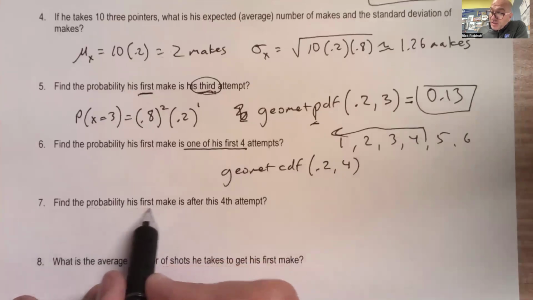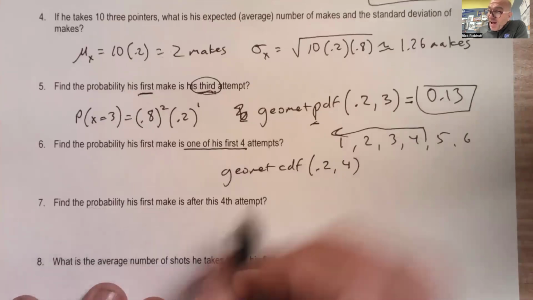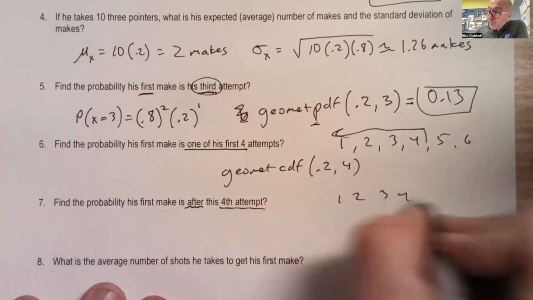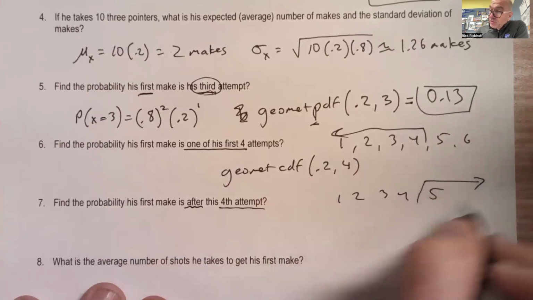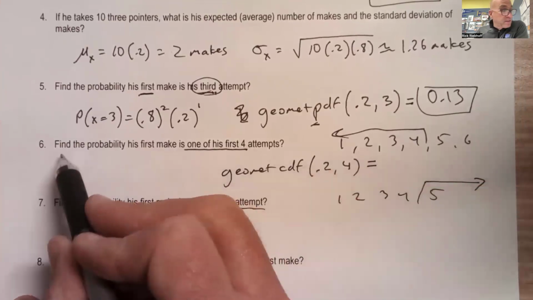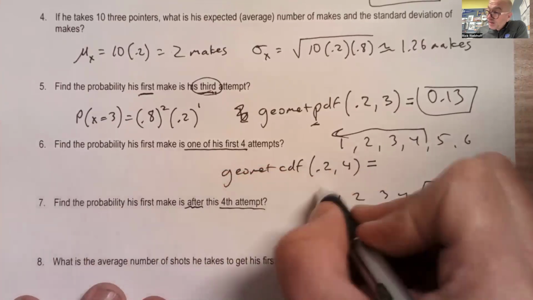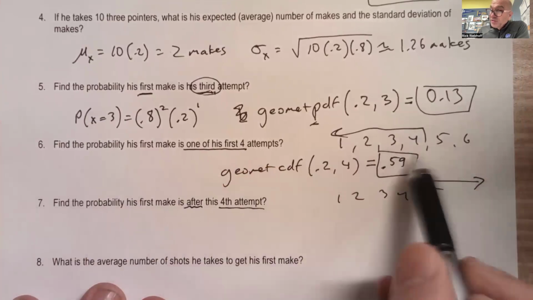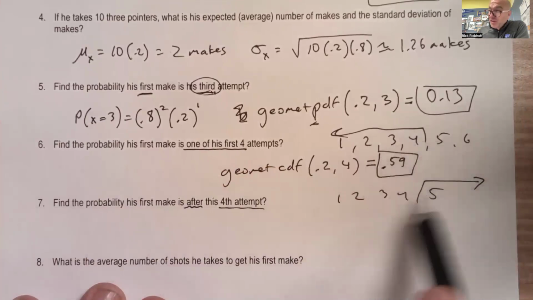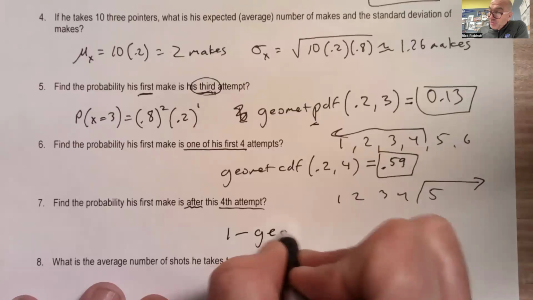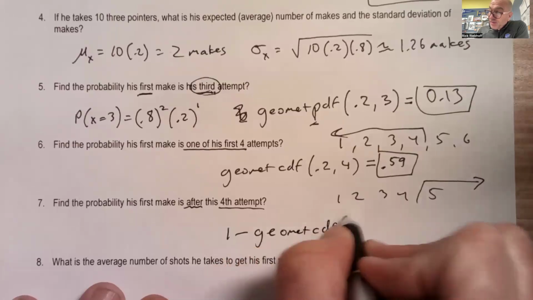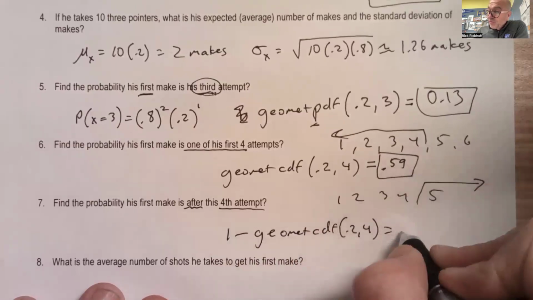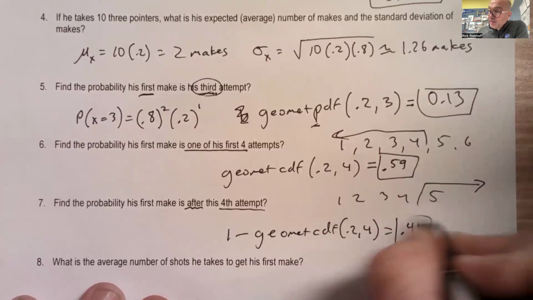Find the probability that his first make is after the 4th attempt. Oh my gosh. So 1, 2, 3, 4, 5 and above. Oh, did I get you the probability for the one above? Okay, let's go back. The probability for that one is 0.59. Well, this is 5 and above, so it's the complement of this one, right? So it's going to be 1 minus geometric CDF 0.2, 4. So if this is 59%, this will be 41%, so 0.41.